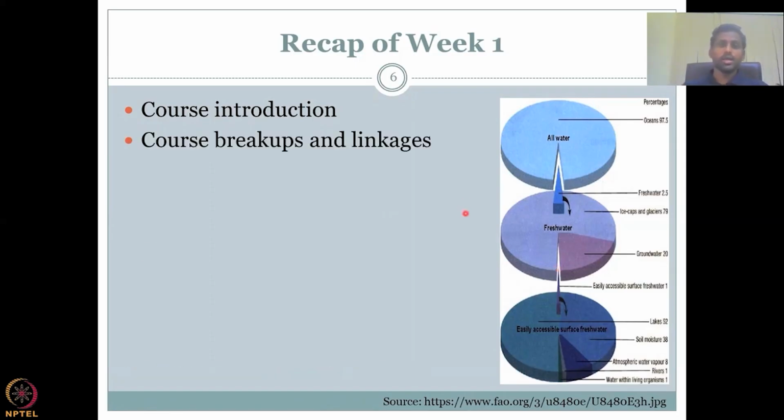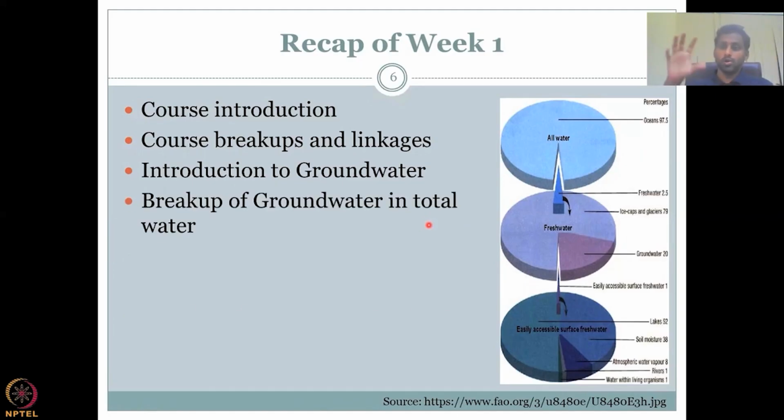We also looked at course breakups and linkages between the weeks. So we go strategically from one week to the other week, and we carry on the learnings so that at the end you take the combined learning to manage groundwater. We gave an introduction to groundwater, what constitutes groundwater, and we discussed the porous space and water gets into the porous space, which initially had air. Now it has water, and that water constitutes the groundwater. The groundwater hydrology, which means groundwater movement, occurs when these pore spaces are connected.